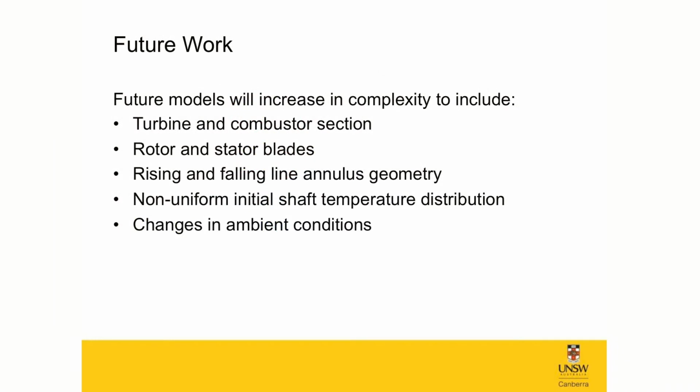Future work is going to take these simplified models and build in more complexity to step them up towards the real model, a realistic representation of a gas turbine engine. And that includes incorporating the other parts of the engine that haven't currently been modelled, including the turbine, combustor section, rotor and stator blades, or the blades that actually move the flow through the air, rising and falling line annulus geometries, non-uniform initial shaft temperatures, and also changes in ambient conditions.